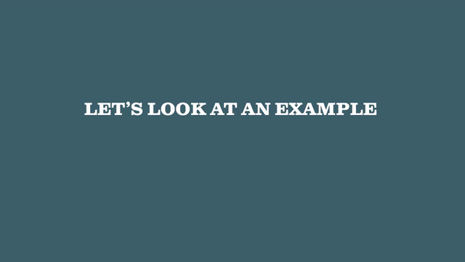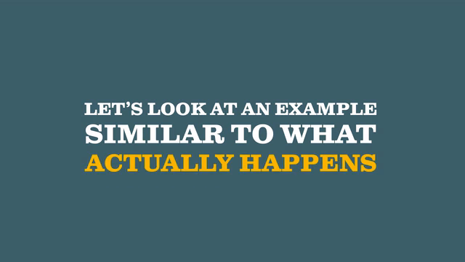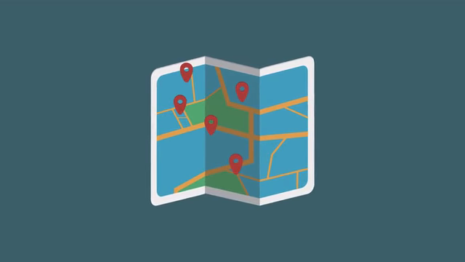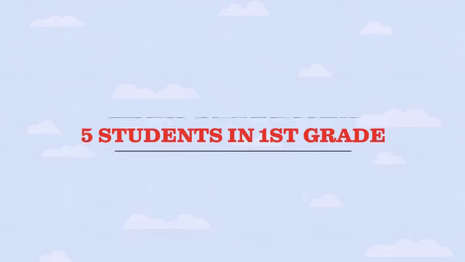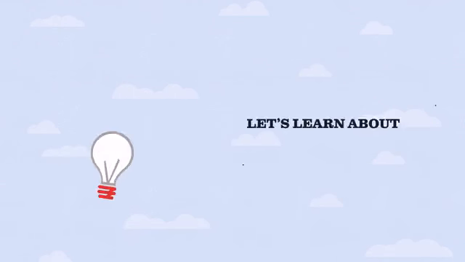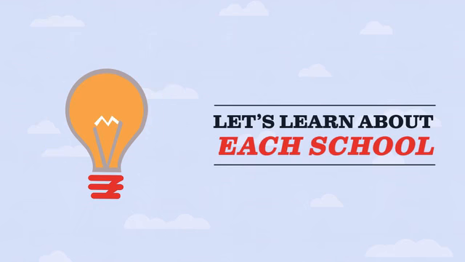Now let's look at an example that is more similar to what actually happens here in New Orleans, where there are many schools to choose from, and where families can list up to 8 schools on their application. We'll look at 3 schools, each with 5 open seats in the first grade. Let's learn a little bit about each school.